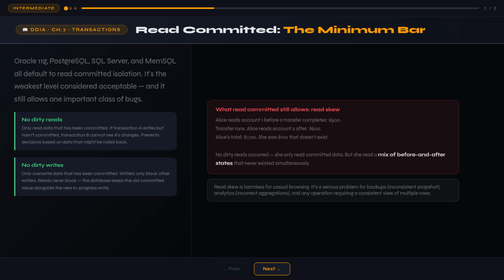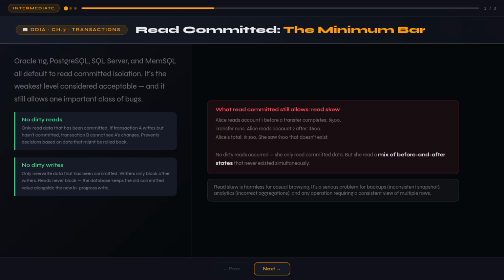Before we understand snapshot isolation, we need to understand why it was invented. And to understand that, we need to understand what happens without it. Read committed is the weakest isolation level that most databases consider acceptable. Oracle 11g, PostgreSQL, SQL Server, and MemSQL all default to it.